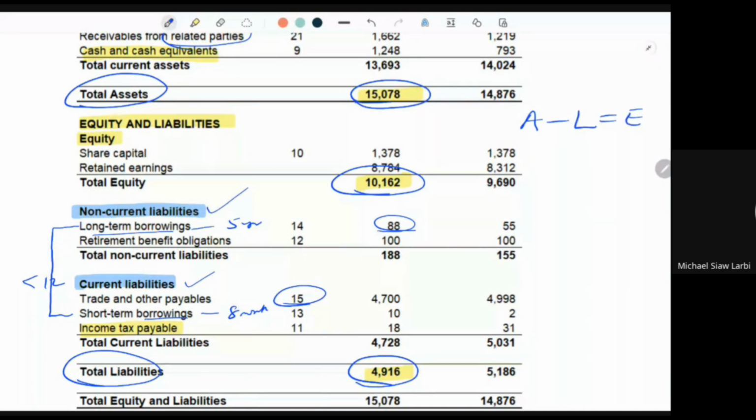So all any balance sheet does is to show you three things. Assets most likely broken down into current, non-current, liabilities broken down into current, non-current, and then equity.